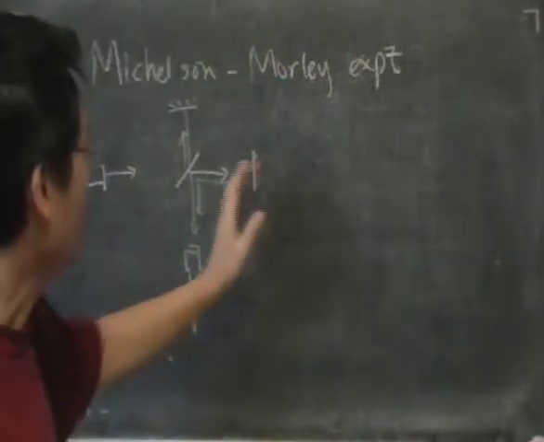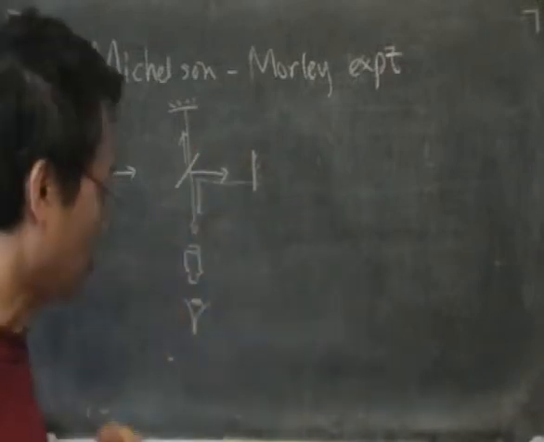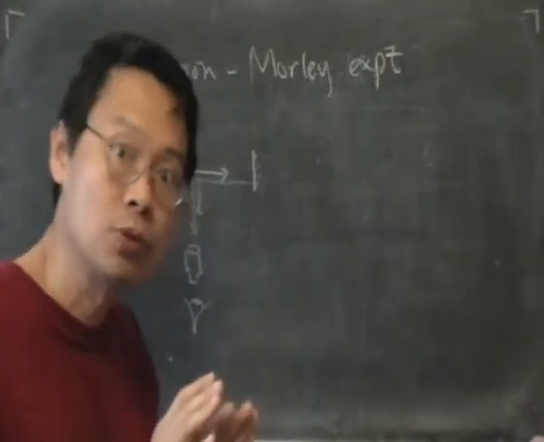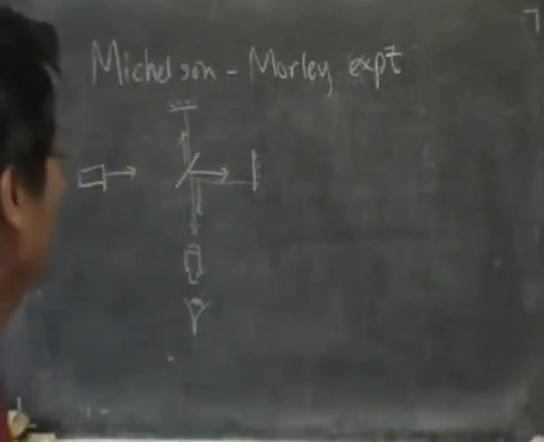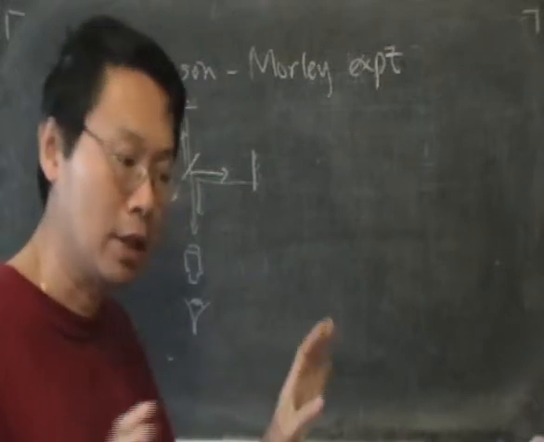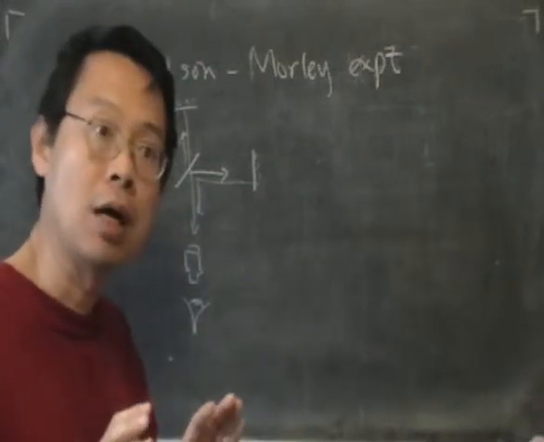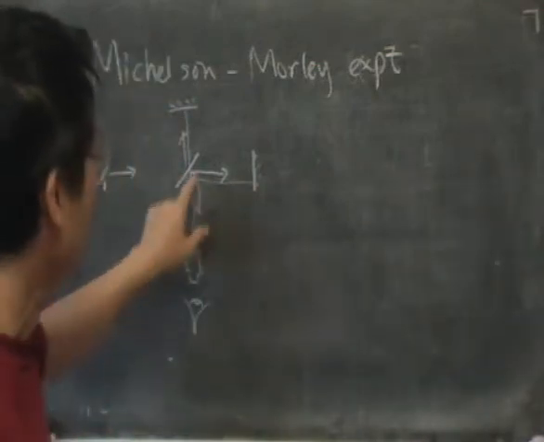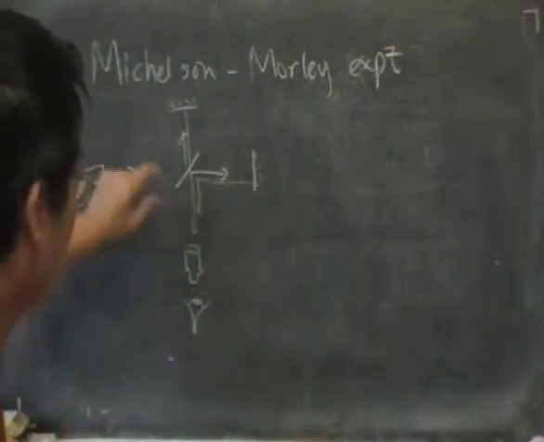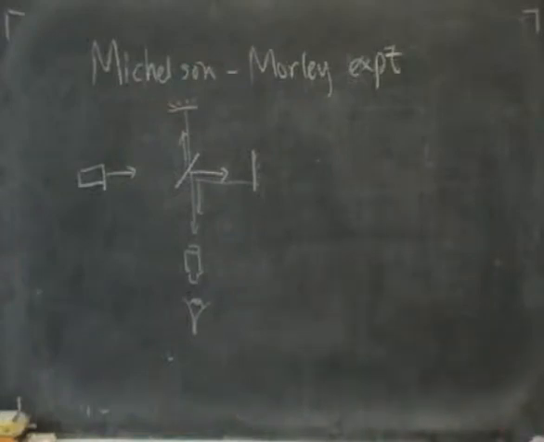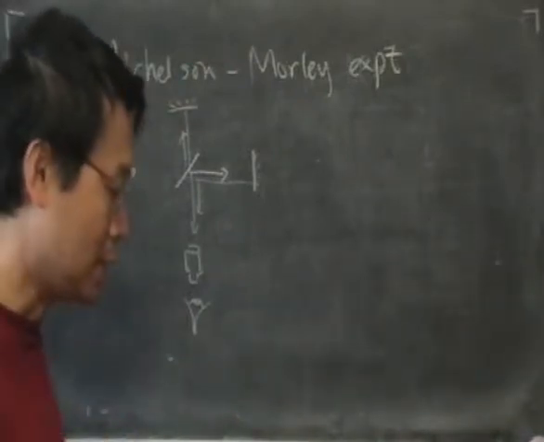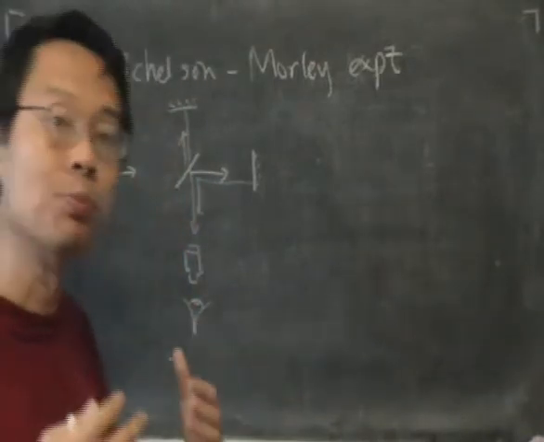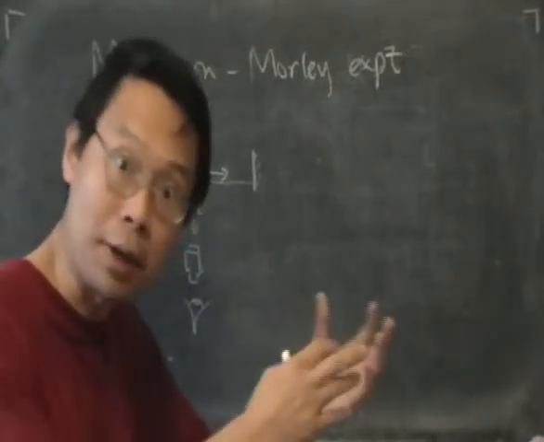And if the distance of either path changes, you will see the fringes move, because they reconstruct and interfere constructively or destructively depending on the actual path length, the relative path length. So, the idea is that this experiment is carried out on Earth, and Earth is moving through space in a certain direction.